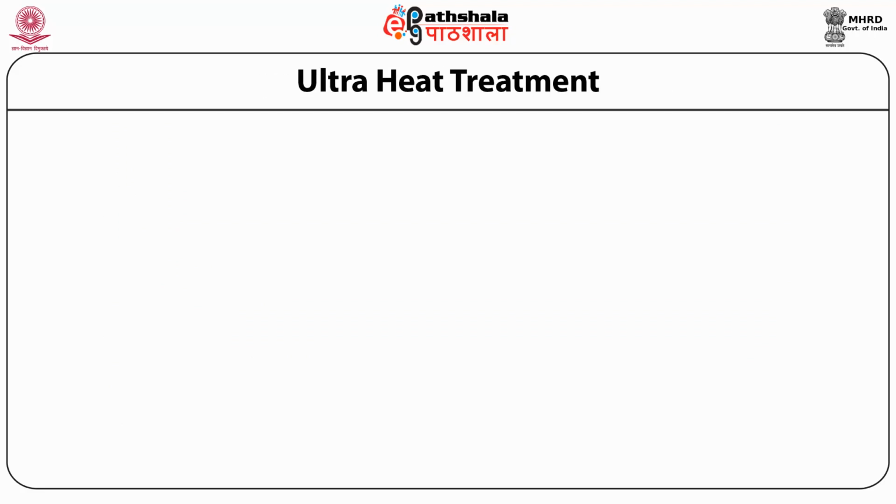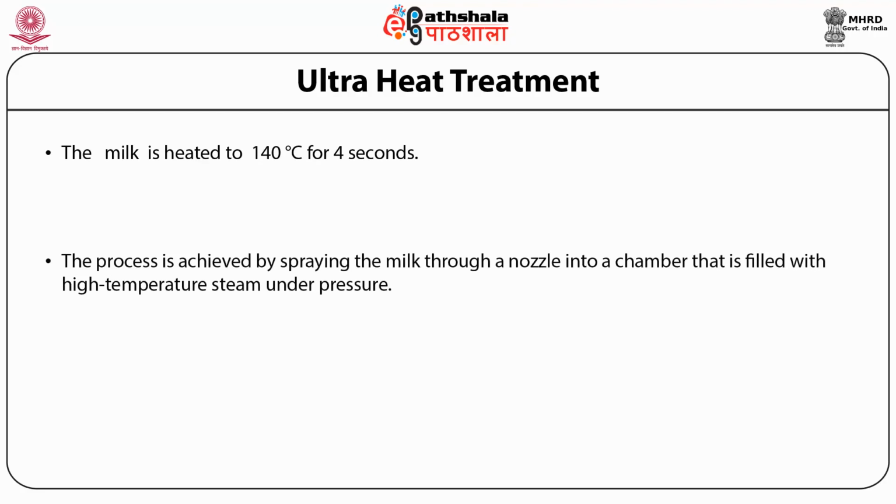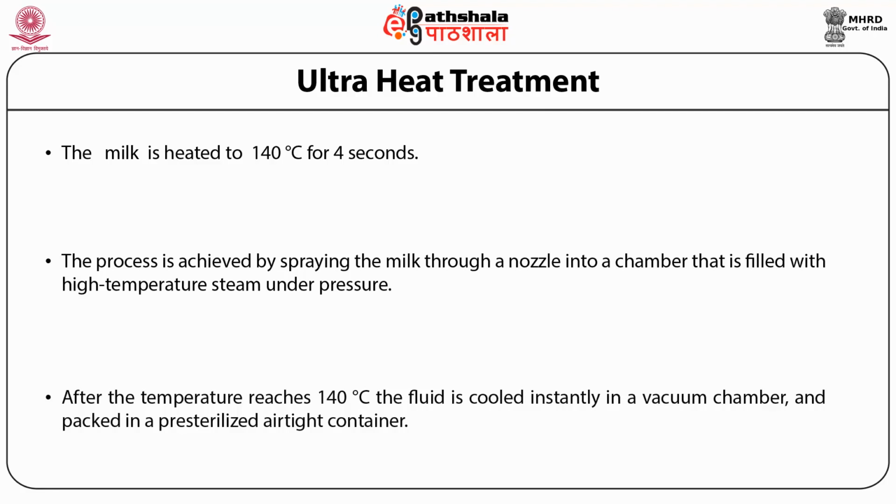The last heat treatment technique is ultra heat treatment, in which milk is heated to 140 degrees centigrade for 4 seconds. This process is achieved by spraying the milk through a nozzle into a chamber that is filled with high temperature steam under pressure. After the temperature reaches 146 degrees centigrade, the fluid is cooled instantly in a vacuum chamber and packed in a pre-sterilized airtight container.